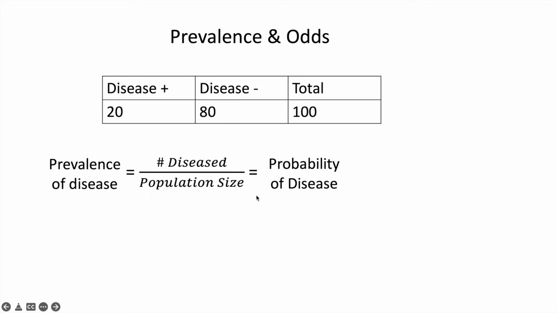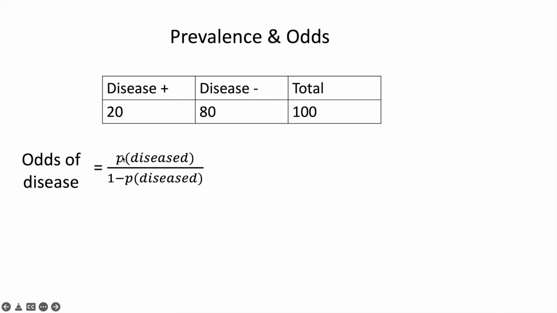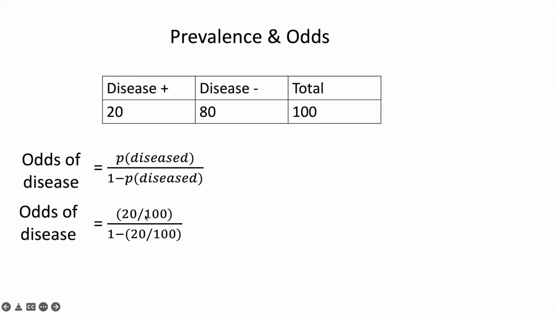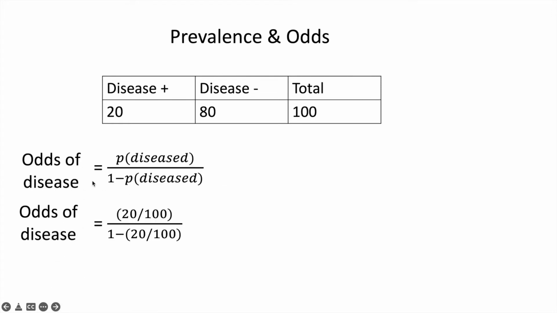Odds is something that I am going to contrast with prevalence here. So this is our same population that had 20 disease positive individuals out of 100. And this is also a probability. Prevalence is a probability. 20 over 100, 0.2. Odds, on the other hand, is the probability of disease over 1 minus that probability. So our probability of disease, same as before, is essentially the same as asking for prevalence of disease. So 20 over 100 over 1 minus that probability of disease. And that comes out to 0.25.